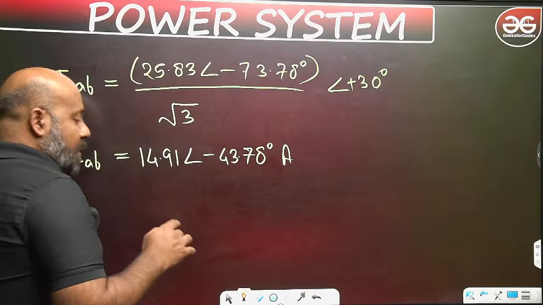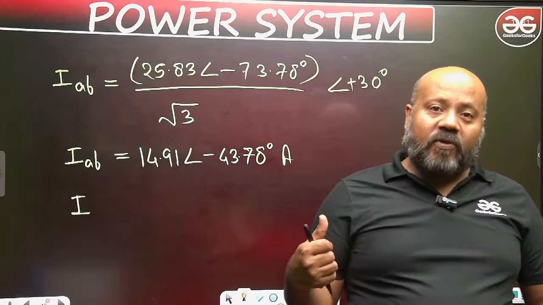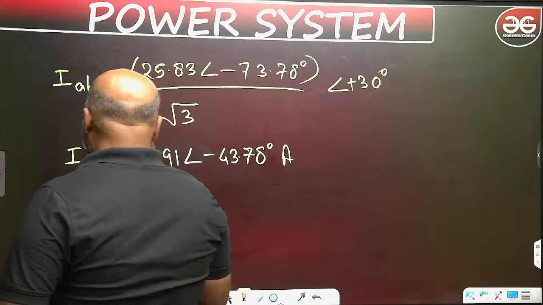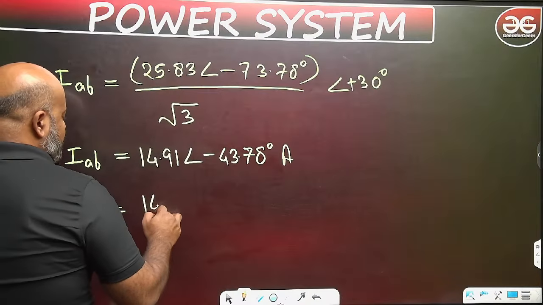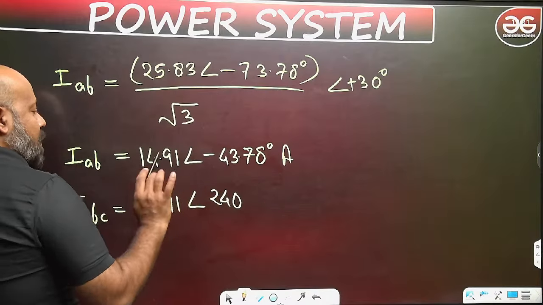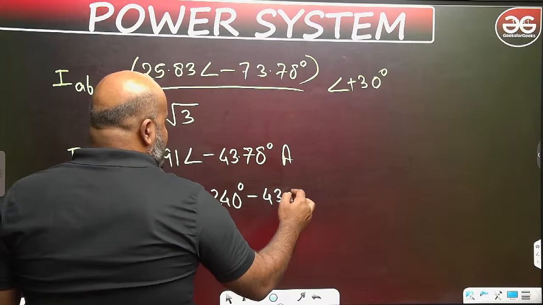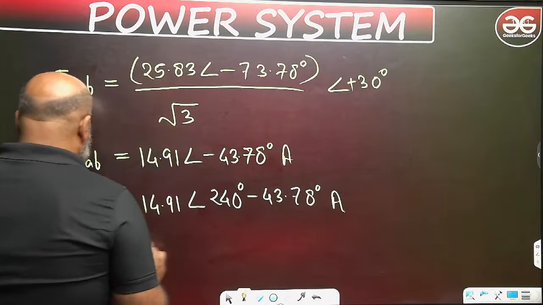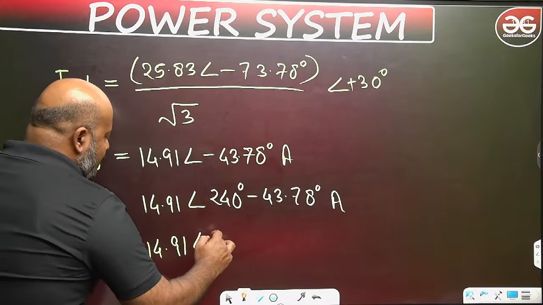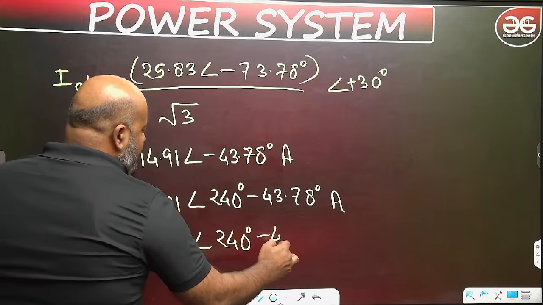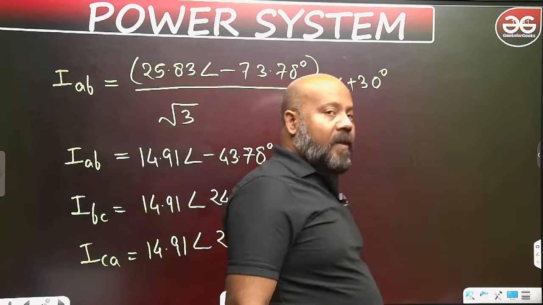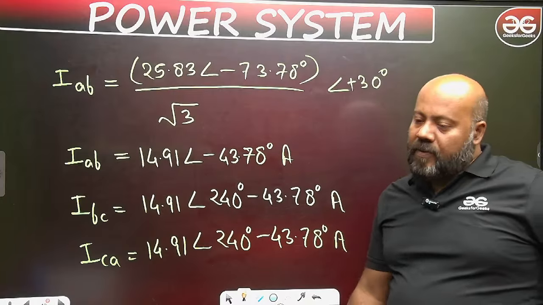Now, the moment you get AB phase current, you can easily write BC and CA currents if it is a balanced system. So, BC is going to be 14.91 angle, either you add 240 or you do minus 120, same thing, minus 43.78. Similarly, you can write for CA 14.91 angle 240 degrees minus 43.78. So, you have got the delta load currents also.